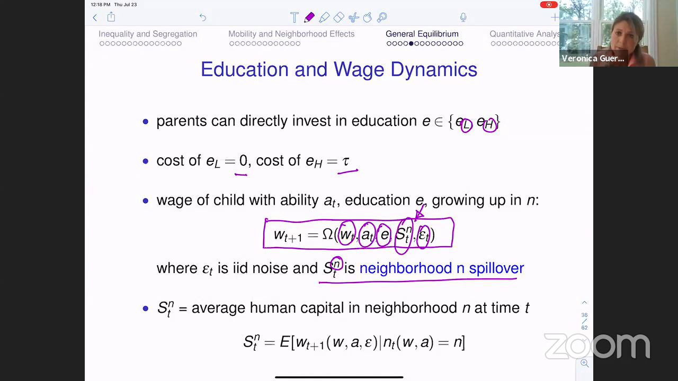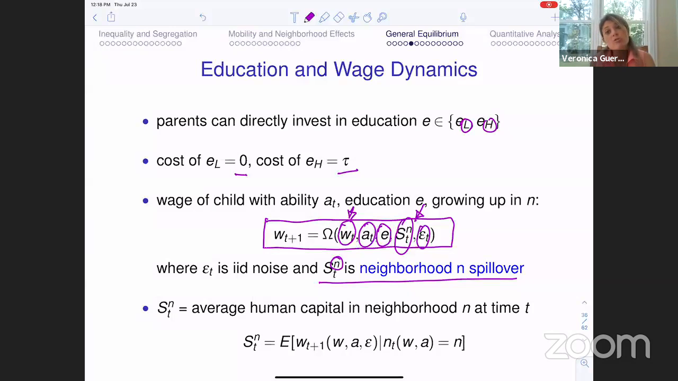First of all, one note. Here I introduced the wage of the parent directly in this function. Theoretically, I don't need that, because the wage of the parent is indirectly going to be important for the wage of the kid through the endogenous choice of the parent of the education and of the neighborhood where he grows up. Choosing to live in a better neighborhood is also a form of investment by the parents in the education of the kids and in his future income.